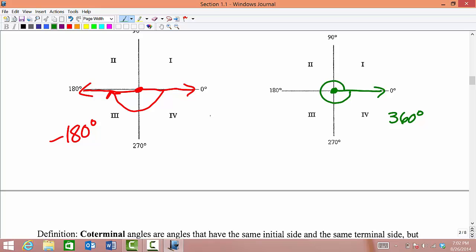But let's say that we don't stop there and we continue our rotation to include 2 rotations. So I'll go around one more time. If I go around twice, that would be 2 complete rotations, so that would be 720 degrees.